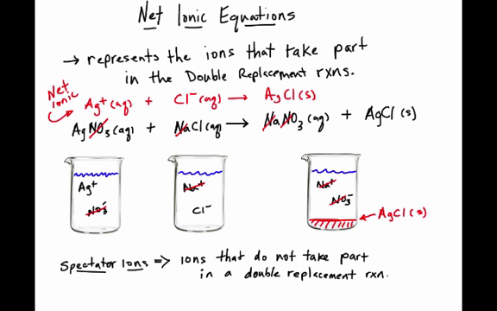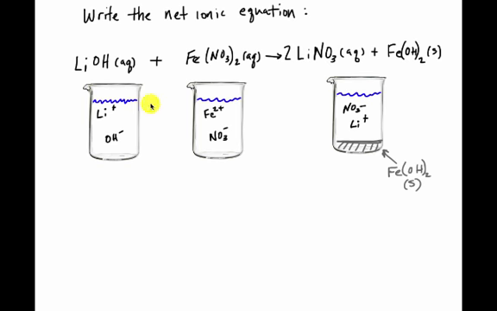Okay? So let's take a look at another example here. Let's take a look at lithium hydroxide, aqueous, reacting with iron nitrate, aqueous. And if you do the double replacement reaction and you switch the ions around, you're going to get the following balanced equation. Just have to put a 2 here to balance it. So I'm assuming you guys can do this at this point. If not, go back and practice those other worksheets and make sure you can do that, because if you can't do this part, you're not going to be able to do the net ionic equations.